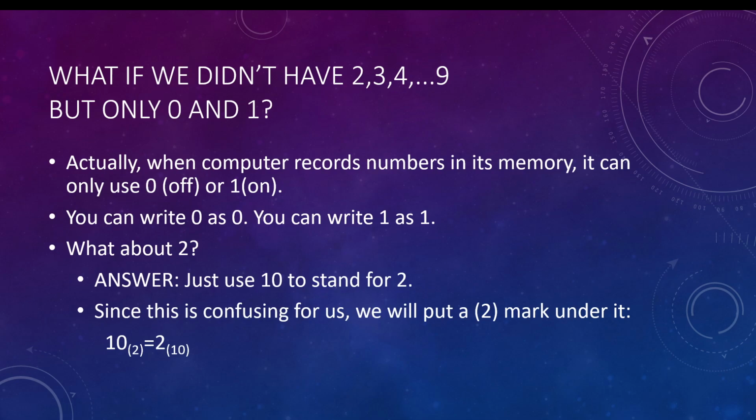10 actually will become what? 1, 0, 1, 0. Yes, 1, 0, 1, 0 will be 10. Now, this is really confusing, so we'll put a subscript 2 under it, and this is what's called the binary number system. It's a way to represent numbers by just using 1s and 0s.